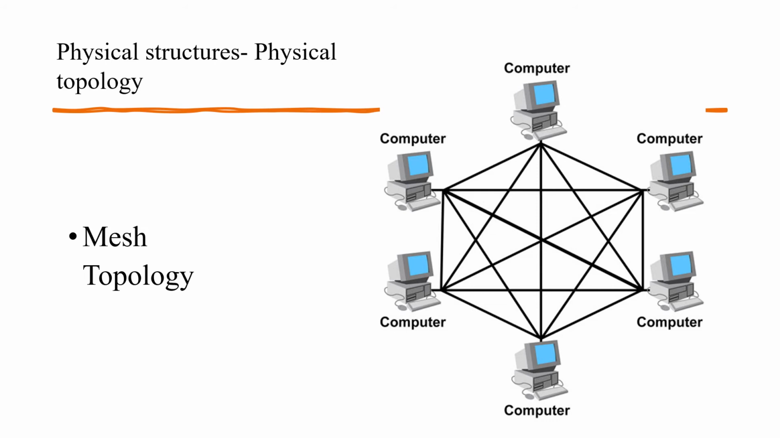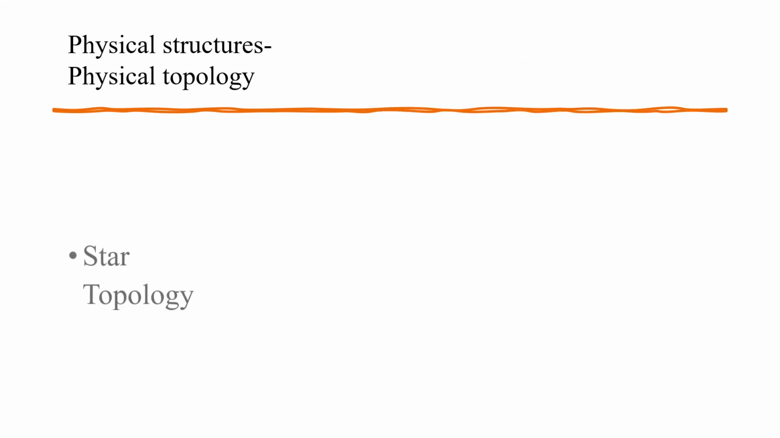So mesh topology is used as a backbone connecting the main computers of a hybrid network that can include several other topologies. Example of mesh topology: mesh topologies are used in connections of telephone regional offices, in which each regional office needs to be connected to every other regional office. The second physical topology is the star topology.